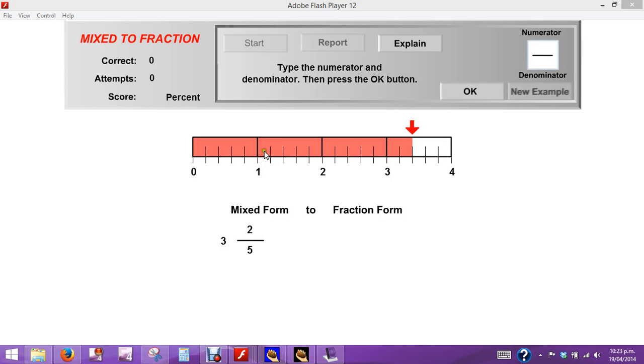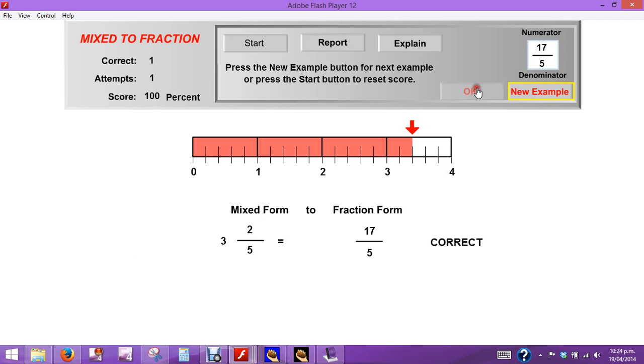So if we look at the 3 wholes, we know that there are 5/5 in each whole. So there's 5 there, 10/5 in 2 wholes, 15/5 there. So we've got the 15/5 in 3 plus the 2/5 gives us 17/5 altogether. 17 over 5. Okay. So what we've done is we've changed a mixed number into a fraction.